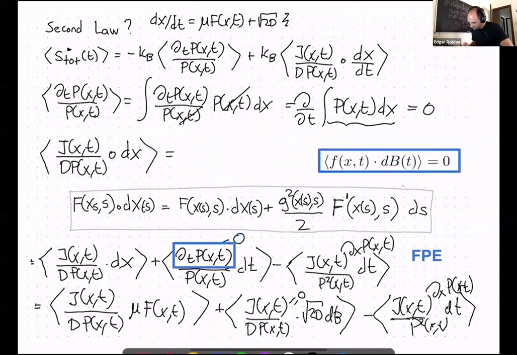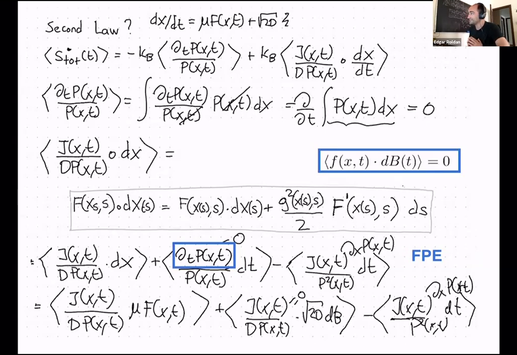So now I continue, and in the last line, what I've done is, in the previous line I used the Fokker-Planck equation. In the next line, I used the Langevin equation. I wrote dx as mu f plus square root of 2D dv. That's why the first term appears in mu f, then there is a dv term, and then there is the last dt term that comes before. So I have three terms, but I'm saying the one in the middle is zero.